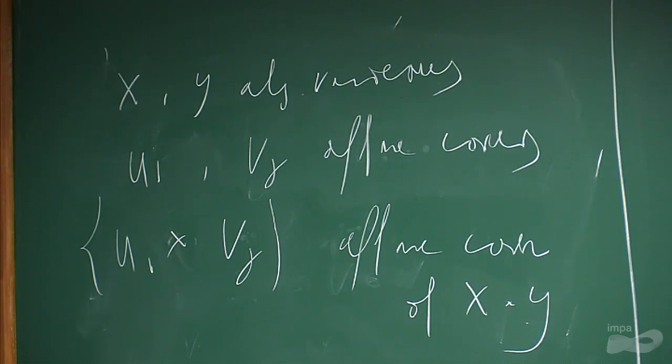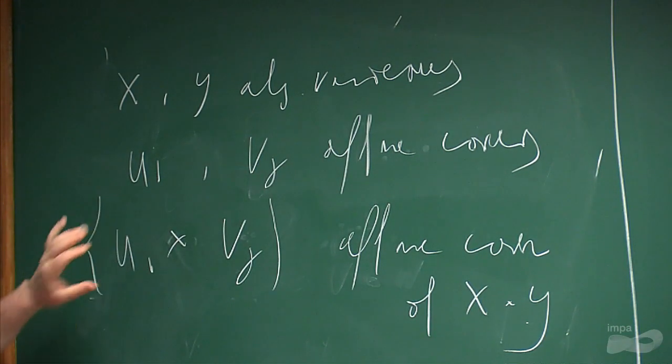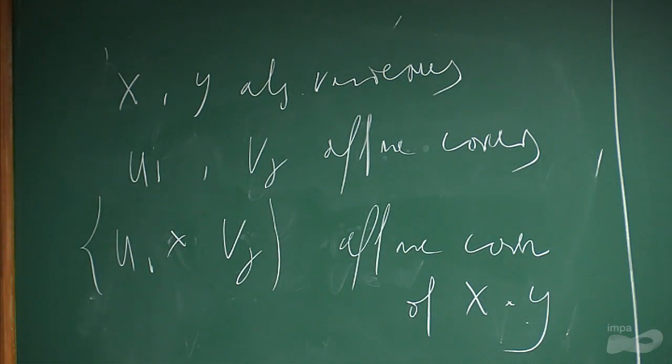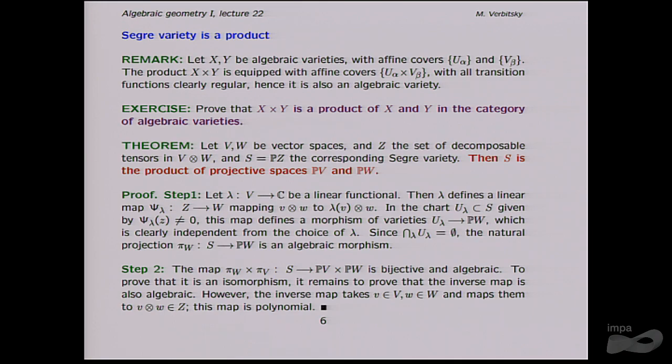And you have your sheaf of regular functions. A sheaf is defined locally, so you need to define it only on the affine pieces, and there you have it because you can take products of affine things. So the product is well defined. What is not quite immediately obvious is that it is a categorical product. It's left as an exercise: prove that this product is a categorical product.